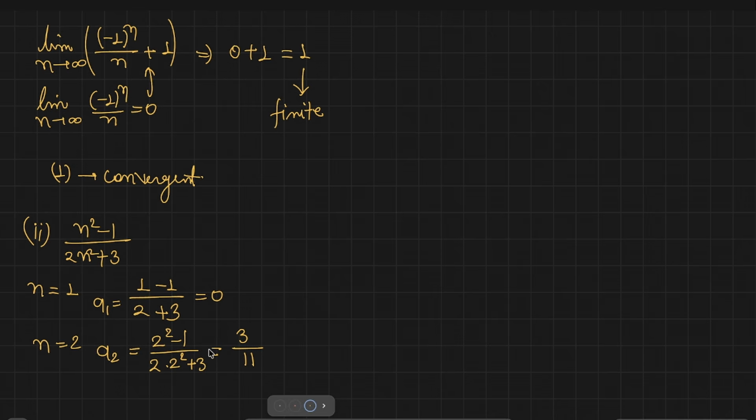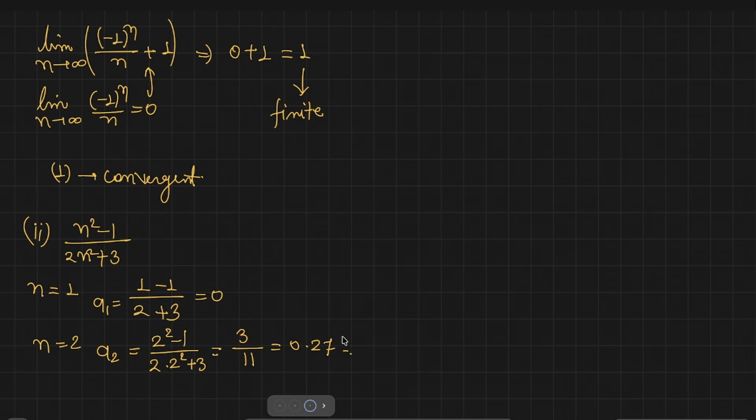Okay, so now the point is that a1 is 0, and this one is 3 by 11, which is about 0.27. Then you have to find the next term.